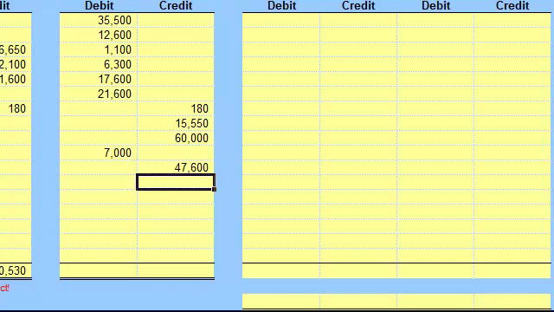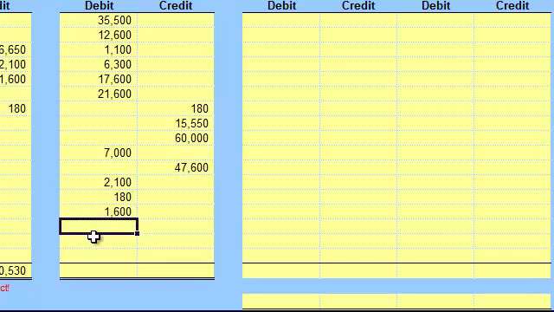Okay, now I look at advertising expense. I had no beginning balance, but now I have a $2,100 debit. So 0 plus 2,100 is a $2,100 debit. On depreciation, I had no beginning balance, and now I have a $180 debit. So 0 plus 180 is a $180 debit. Rent expense had no beginning balance and a $1,600 debit adjustment. So my debit, $1,600 is brought over.